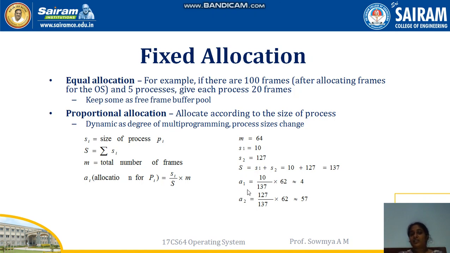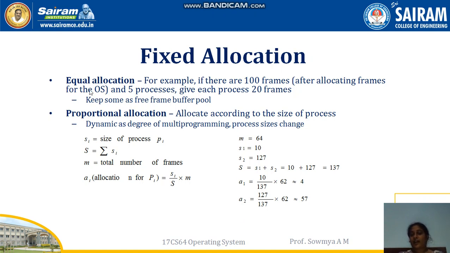So for a1, the allocation for process 1, it is 10 by 137 times 64. That is proportionally about 4 frames. We cannot allocate decimal values, half a page or a quarter page, for a process, so we round to a whole number. It is proportionally equal to 4, and for a2 it is 57. So out of 64 frames available in the system, process P1 is allocated 4 and process P2 is allocated 57. This is about fixed allocation.